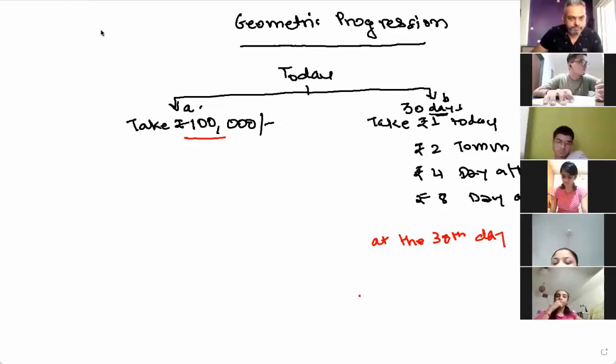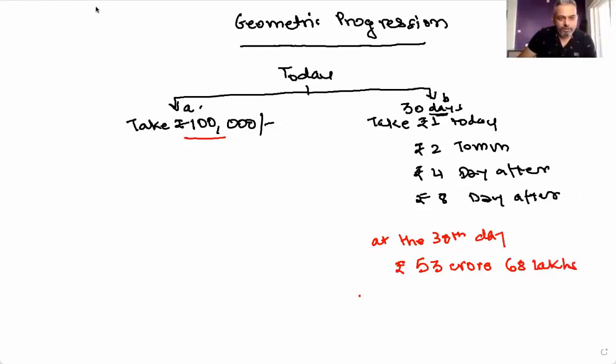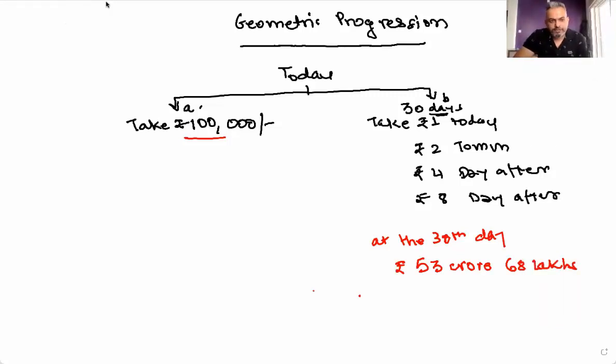Yes, it comes to, you will be really surprised to know, 53 crore 68 lakh rupees. 53 crore 68 lakh rupees. तो ऐसा कैसे हो गया? It comes to 53 crore 68 lakh rupees.